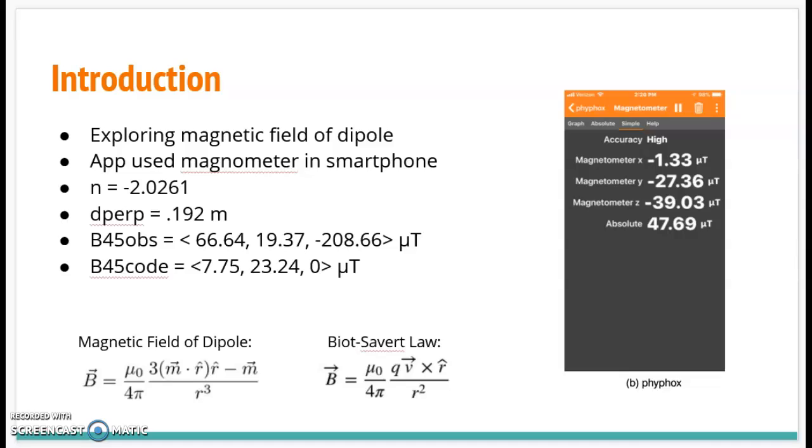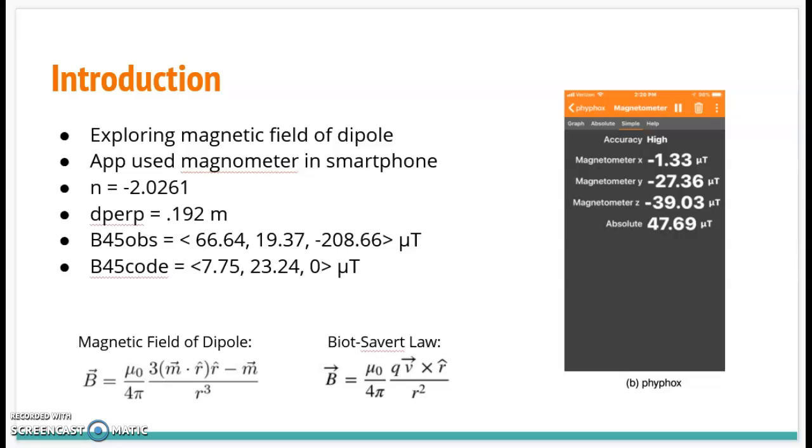So in Lab 3, we're exploring the magnetic field of a dipole. This dipole is just a simple bar magnet. Using an app on our phone called Phyphox, we could use our magnetometer to measure the magnetic field of this bar magnet, and then using the Biot-Savart law, as well as just the formula for the magnetic field of a dipole, we could take some observations, find its magnetic moment, and then using that magnetic moment, we could find the hypothetical magnetic field at a certain distance from the magnet, and we can compare that to our observed values.